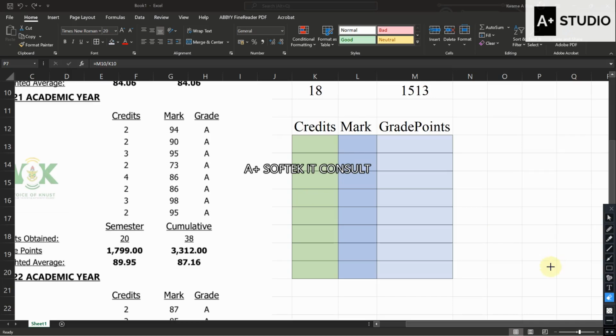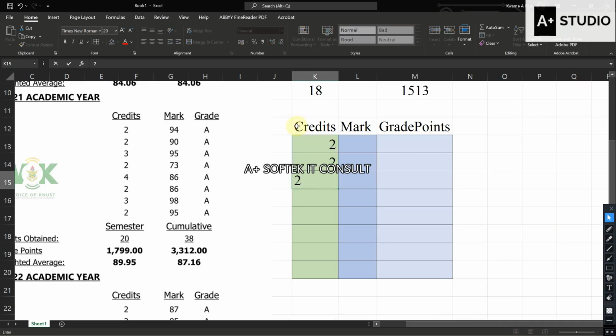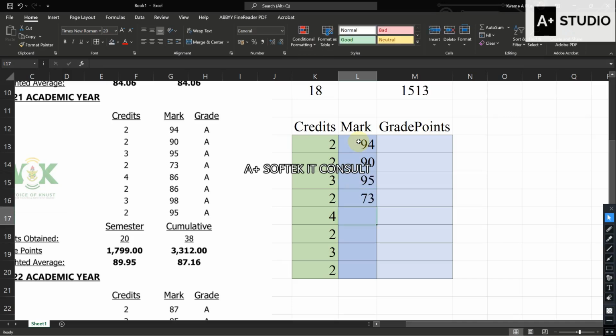As it goes on, we can calculate for more. So let's do it for the second one. In the second semester, the student has credit hours of 2, 4, 2, 3, 2. We have the marks 94, 90, 95, 73, 86, 86, 98, 95.